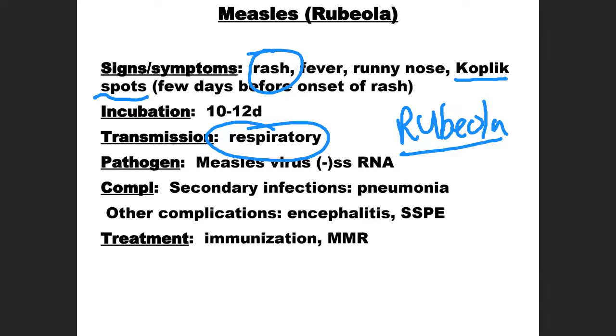But if a doctor sees a child with those Koplik spots in the back of their throat, it means that they're going to get the measles. They're already infected.